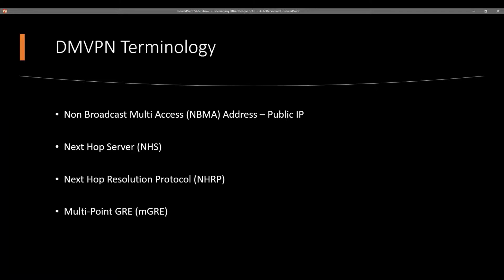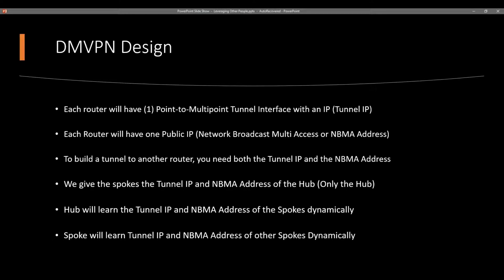You then have the next hop server, or the NHS. You have next hop resolution protocol, or NHRP. And then you have multipoint GRE, which we just talked about, the point to multipoint. That's what mGRE stands for, multipoint GRE. It just means that we're using point to multipoint tunnel interfaces and not point to point tunnel interfaces. So now let's get into the DMVPN design. Each router is going to have one point to multipoint tunnel interface with a tunnel IP.